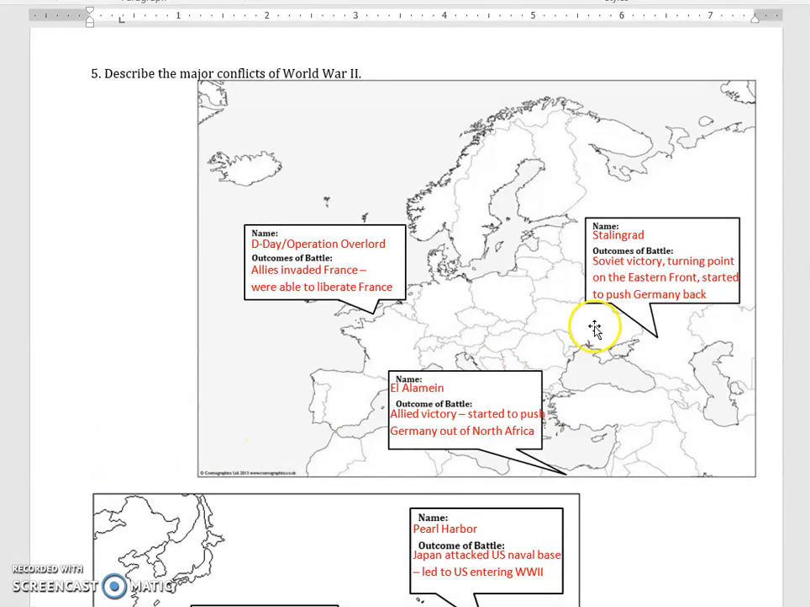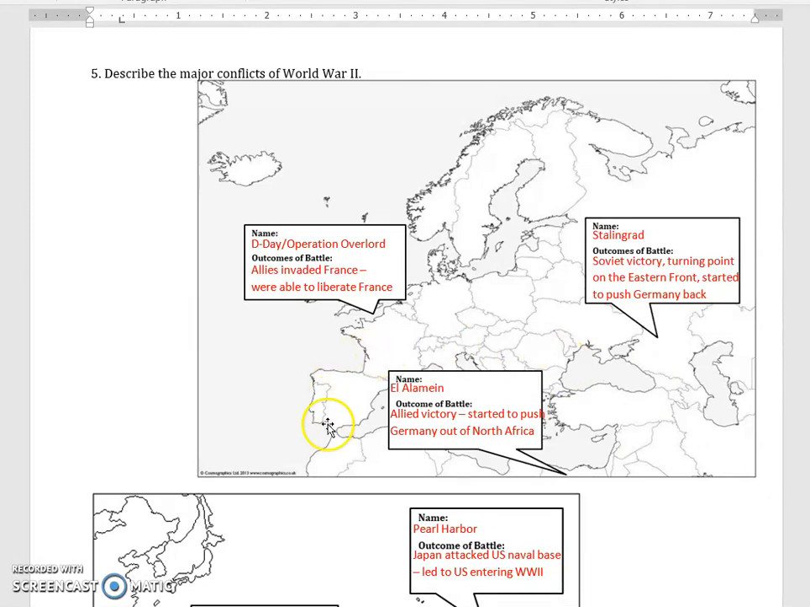First one I want to look at is right here on the right side, the Battle of Stalingrad. This is a major Soviet victory against the Nazis. It is often seen as the turning point on the Eastern Front, and the Soviets started to push Germany back out of the Soviet Union. Large help for their success was, of course, the harsh Russian winter and the sheer number of troops that Joseph Stalin had at his disposal.